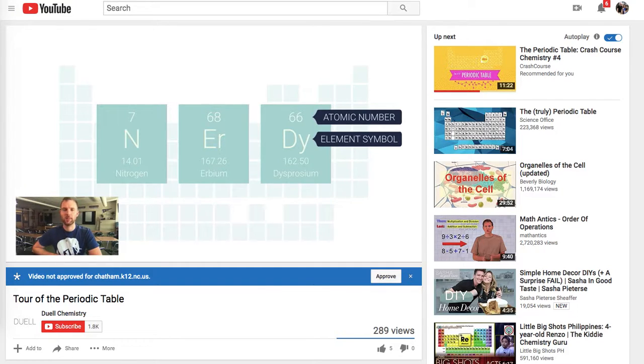One major thing to note here is that the first letter of every element symbol is capitalized. It's got to be capitalized. Any remaining letters, if there's more than one letter, will be lowercase. The third piece of information that's on every periodic table in every box is the atomic mass.